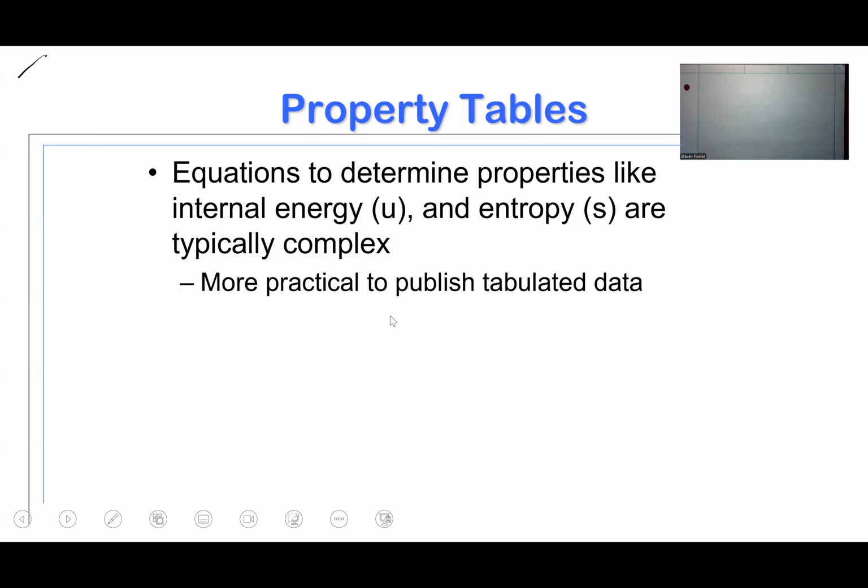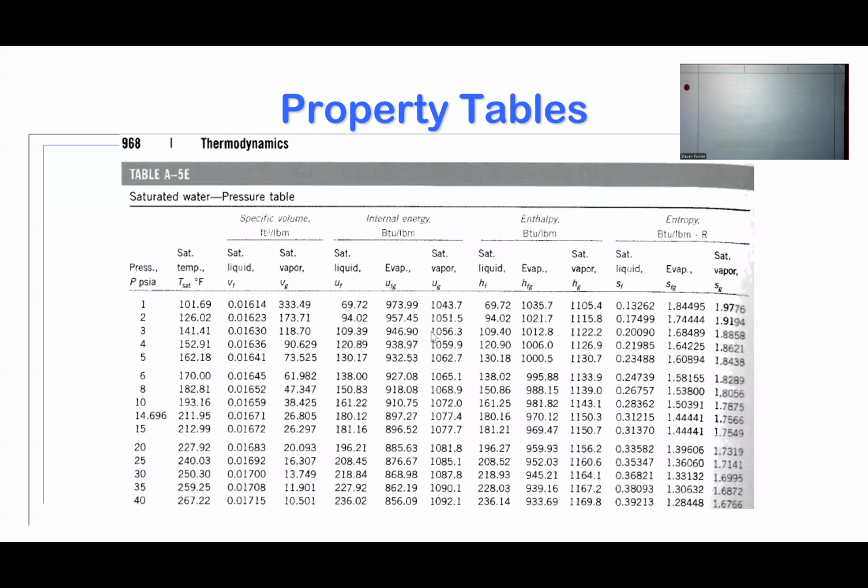Okay. Now, it's more practical to publish this information in tabulated data form. That's what we've learned about teaching engineers and teaching people how to use these property tables. We've learned in the last few years that that's really what we want to do, publish this information in tabulated form. See if I can adjust the wide angle just a little bit there. So we're going to talk about how we use these tables, right?